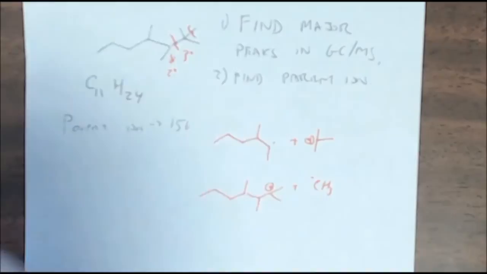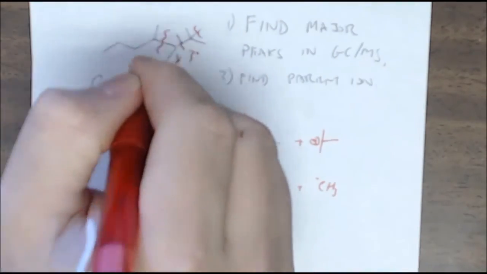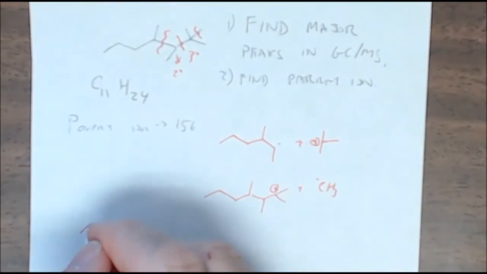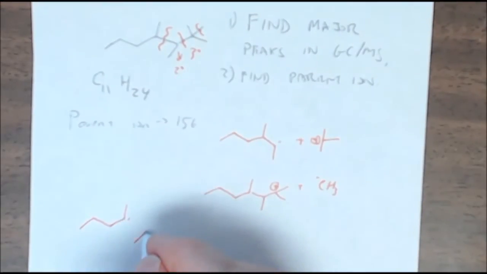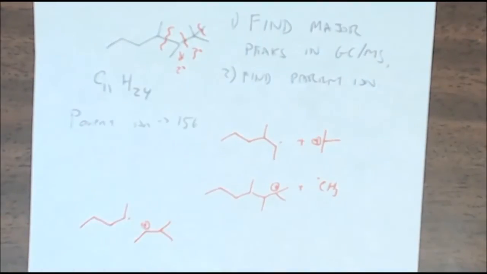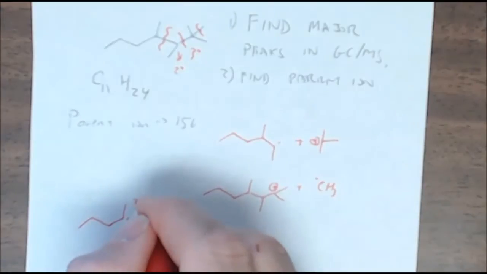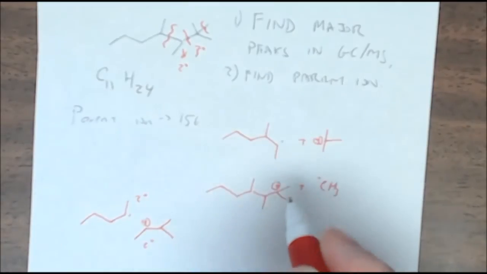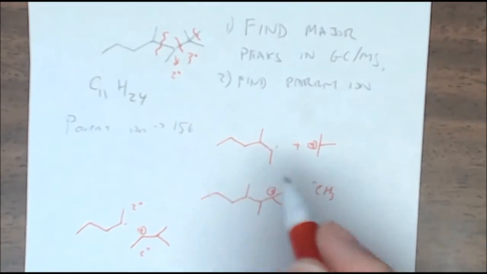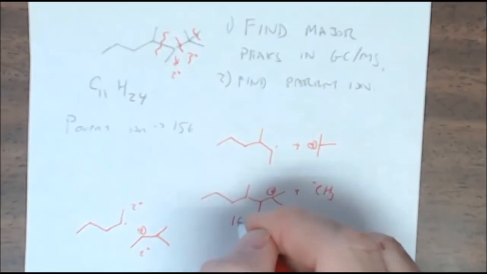Another fragment that I'm looking at is if I split that one, look what happens. I've got a secondary radical or carbocation here, and I'm going to have a secondary radical or carbocation in that position. Since both of those positions are secondary, both of those are going to be pretty stable. So all of these should be the big peaks that I see on the GCMS. And what are the masses of those going to be? Well, this one's easy. If I just lose 15 from 156, this one's going to be 141.